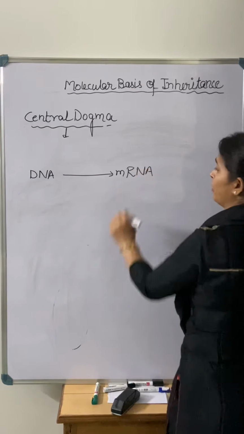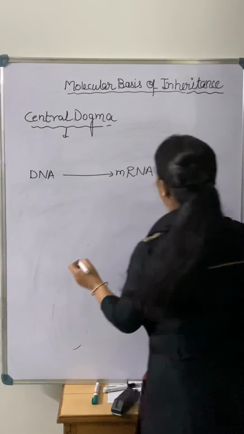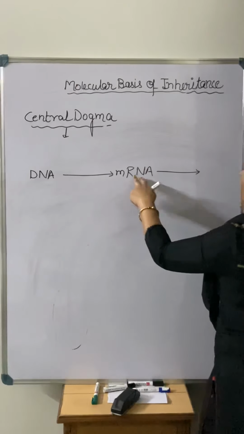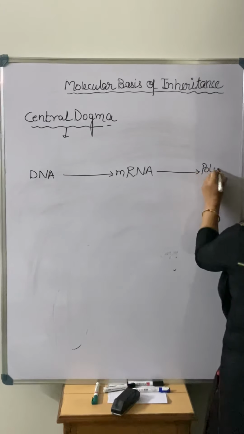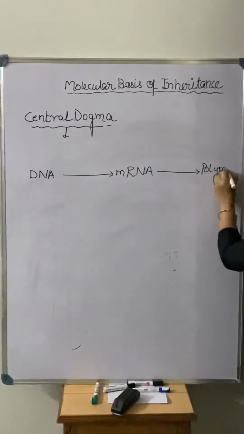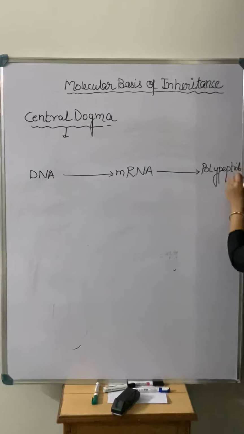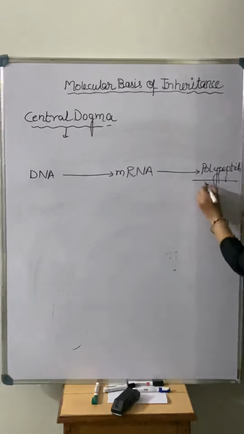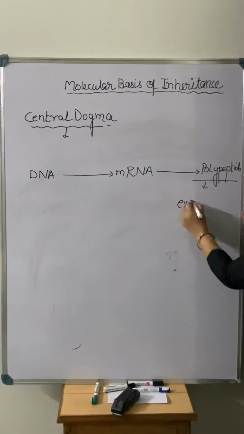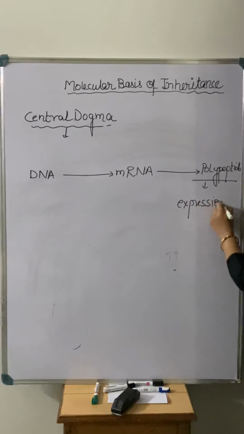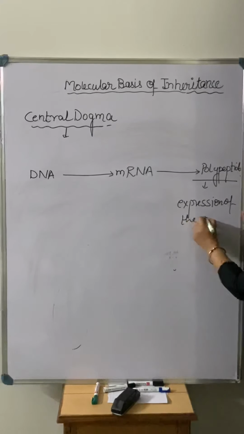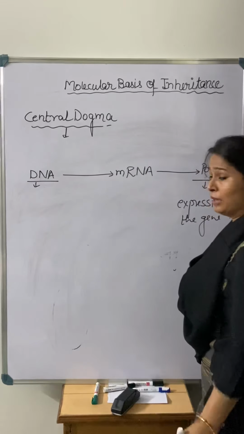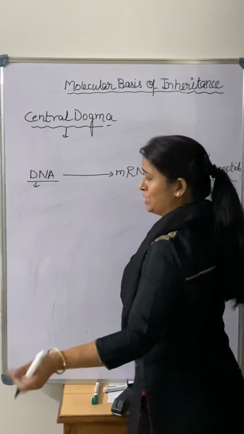There are three types of RNA that we will discuss in the coming videos. mRNA uses that information and makes what? It makes the polypeptide, meaning protein, right? So this whole process, through the polypeptide, is the expression of the gene, because DNA is made up of what? DNA is made up of genes, and those genes are what? Genes are the base pairs, right?